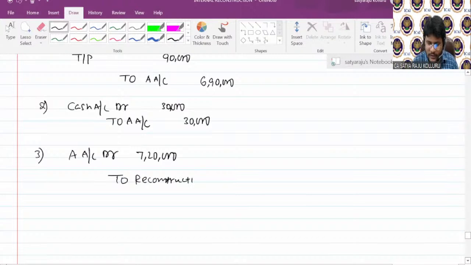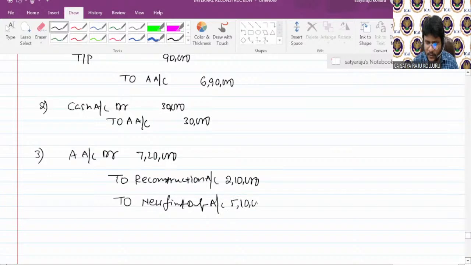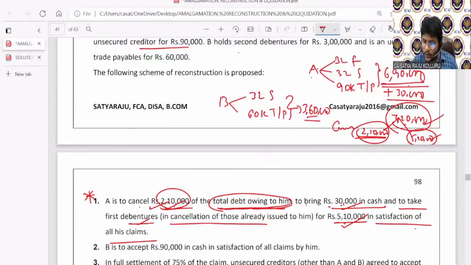To the reconstruction account, which is 2,10,000. For the remaining, he is expecting new first debentures. New first debentures, how much? 5,10,000. So, he is to take the first debentures in cancellation of those already issued to him for 5,10,000 in satisfaction of all his claims. In satisfaction of all his claims means for this 30,000 plus for this 6,90,000, total 7,20,000. In full and final settlement, we are issuing 5,10,000.